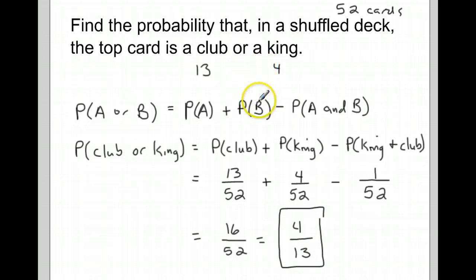Okay, now when you're doing this, why do we subtract? If you think about it, the 13 clubs are ace, 2, 3, 4, 5, 6, all the way up to jack, queen, king. And then these 4 kings are the king of hearts, the king of diamonds, the king of spades, and the king of clubs. Well, the king of clubs got counted here with the clubs, and the king of clubs got counted here with the kings. So because it got counted twice, we subtract right here, and it gets rid of that overcount. So the minus probability of A and B when you're doing these problems is getting rid of the overcount.